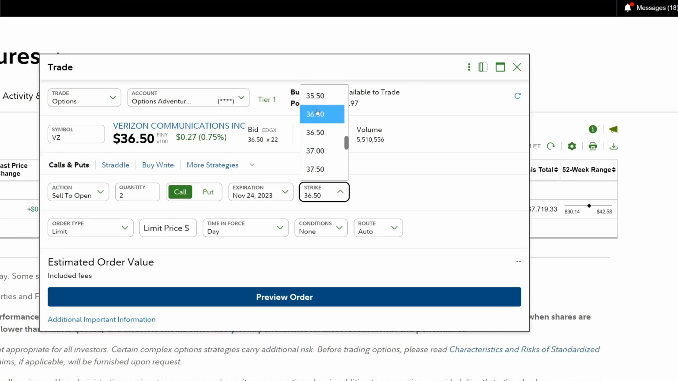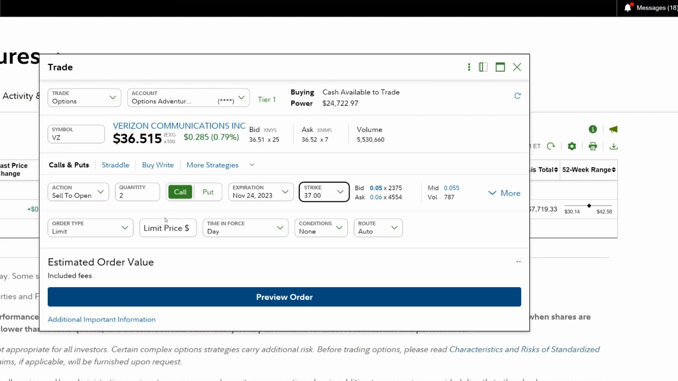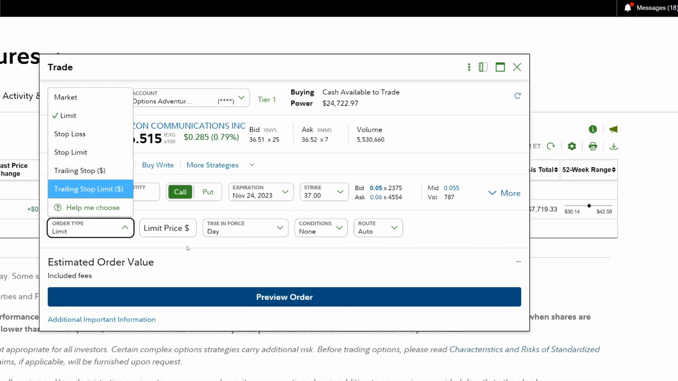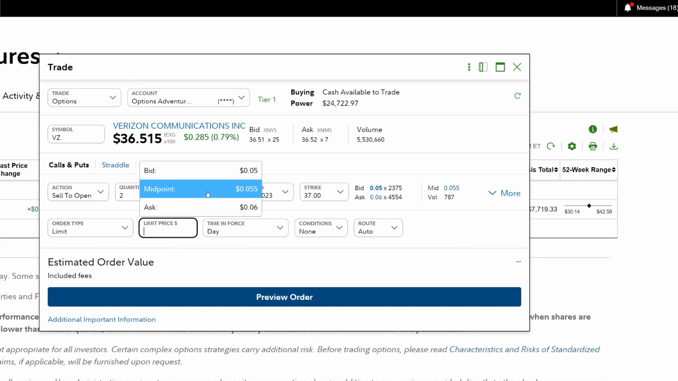Our strike price is probably $37. I don't want my shares taken away, but currently it's trading around $36.50. Do I believe it'll achieve 50 cents before the end of the week? It's a very slow, non-volatile week because of Thanksgiving. So let's select the $37 strike price, and then you can click on here for the limits. I typically just select the midpoint, which is about 5 pennies, because the bid is about 5 cents and the ask is 6 pennies.